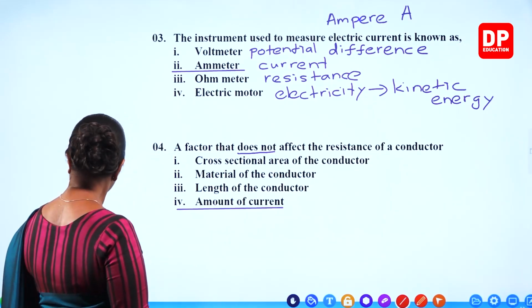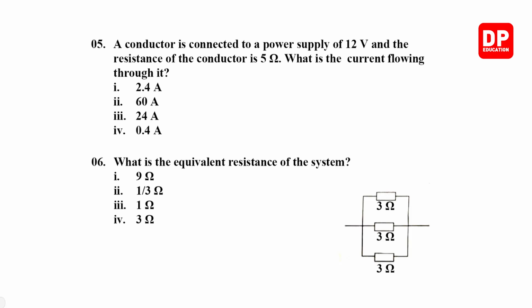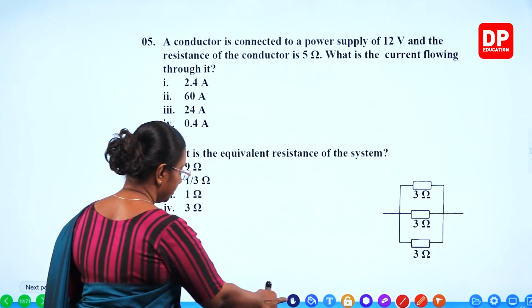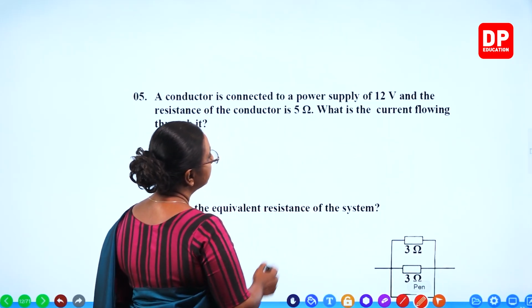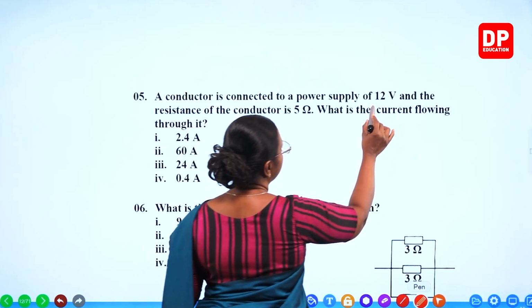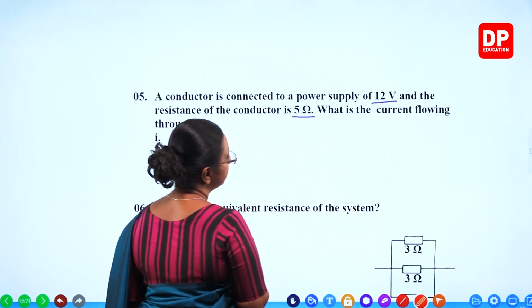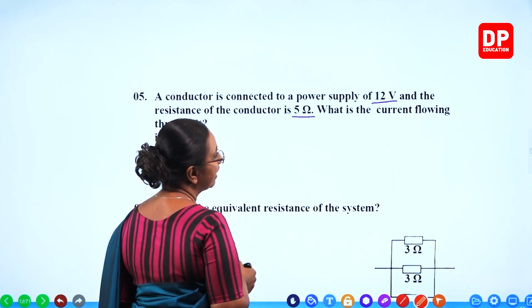Then if we move on to the next question, that is question number 5. A conductor is connected to a power supply of 12 volt and the resistance of the conductor is 5 ohm. What is the current flowing through it? So here we have a conductor connected to a power supply 12 volt and resistance 5 ohm. You need to find current.